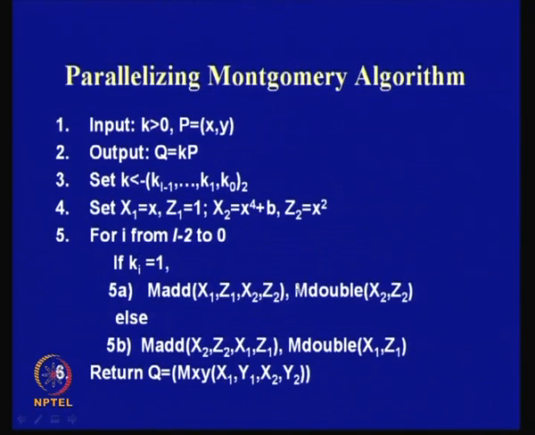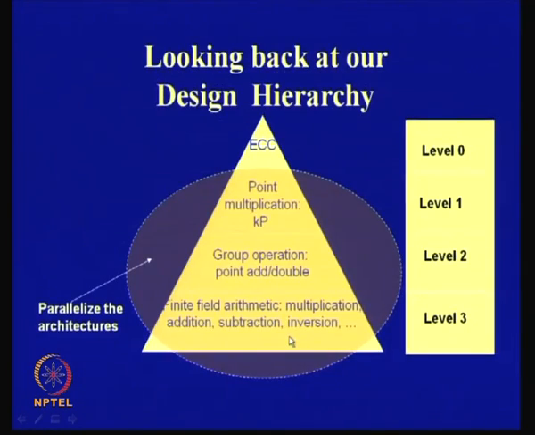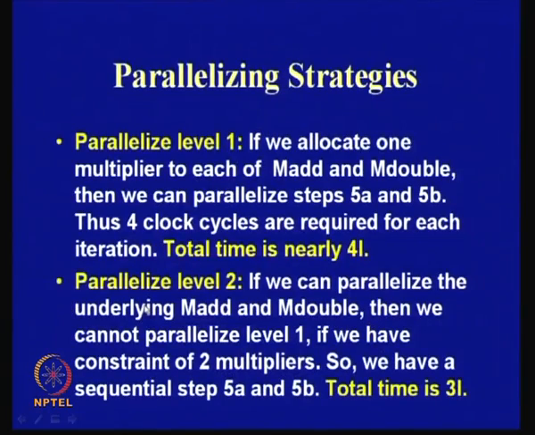And what will be the final, so if you just see this Montgomery's algorithm structure, if I want to parallelize this, I can parallelize this probably at various levels. I can either parallelize this at the level of Kp, or I can parallelize the inherent internal doubling and addition operations. That is, I can either parallelize level 1 or I can parallelize level 2.